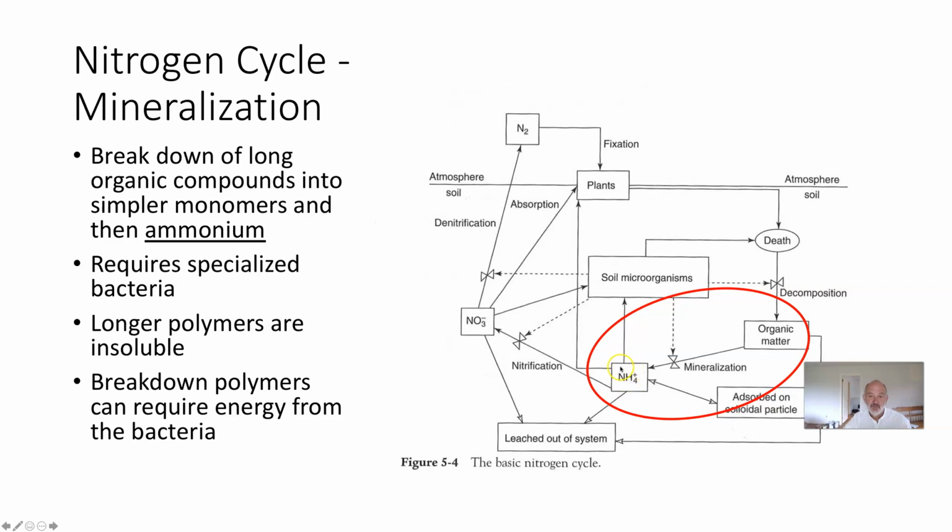after mineralization, right? That ammonium can be taken up by soil organisms themselves, so they need the nitrogen themselves, so they take it up. And it also can be broken down further into nitrates through nitrification. I think what else I want to say about this? This process requires energy from the bacteria itself, right? So the bacteria need energy to be able to break this down.